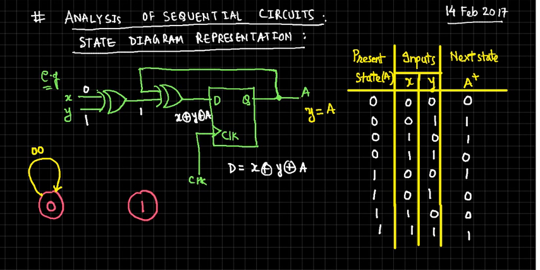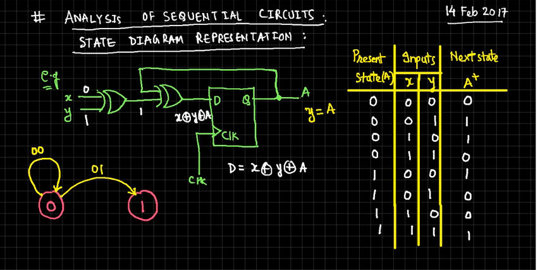So the inputs are 0 0, that is, X and Y are 0 0. It will remain in the same state. Then let's go to the next. What if it is 0 1? It will go to the next state when the input is 0 1. Is that okay? When the input is 0 1, the next state would be 1. So the circle only represents the state, and the lines emanating from it represent the transitions.